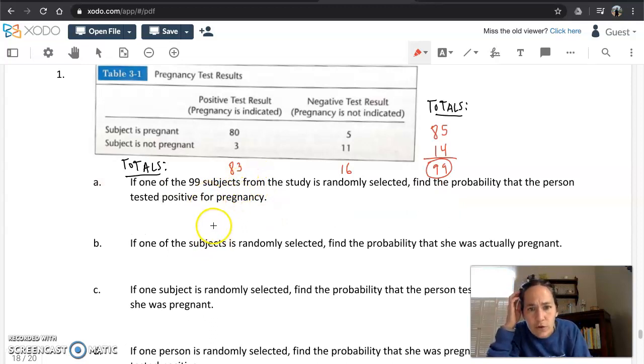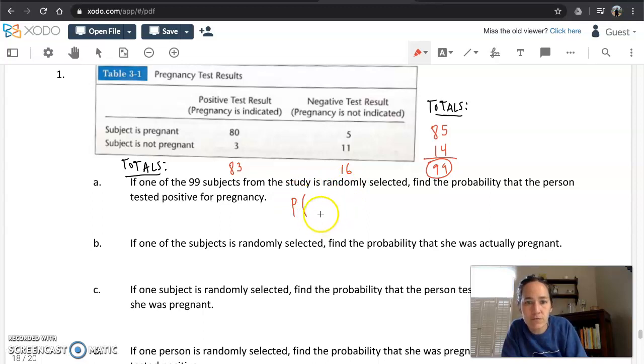The first 2 questions, let's see, one of the subjects is randomly selected. Find the probability just that the person tested positive for pregnancy. Let's get our feet wet. If you want to try A and B on your own, pause the video and then come back, I'll go over A and B with you. Those are 2 good ones to start with. So you're just finding probability.